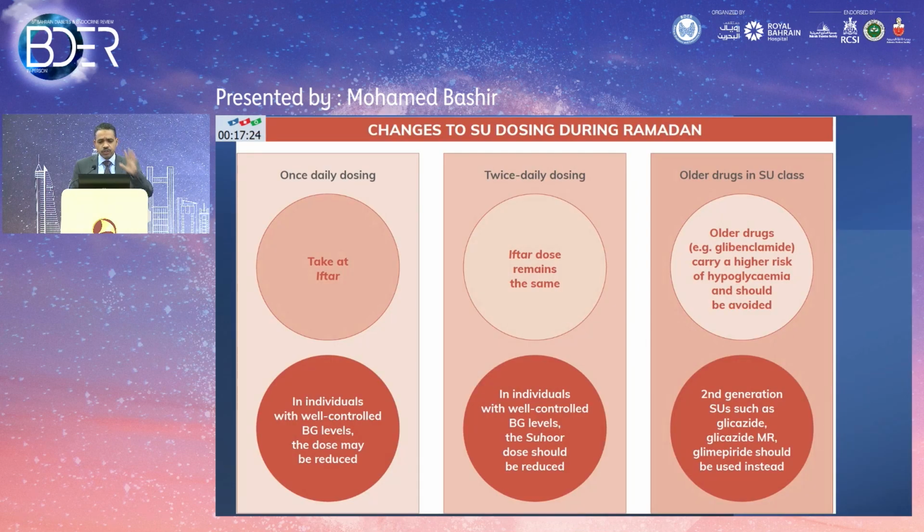So the recommendations are, when it comes to sulfonylurea, if you're taking a once-daily dose, you may reduce the dose. If you're taking 2 daily doses, you should reduce the suhoor dose. I think there is a recommendation which makes sense: if you have to use sulfonylurea, gliclazide will be the least offender. But I think sulfonylureas with any combination, if not used as a single agent, the dose, in my point of view, using legal terms, should not, it must be reduced.